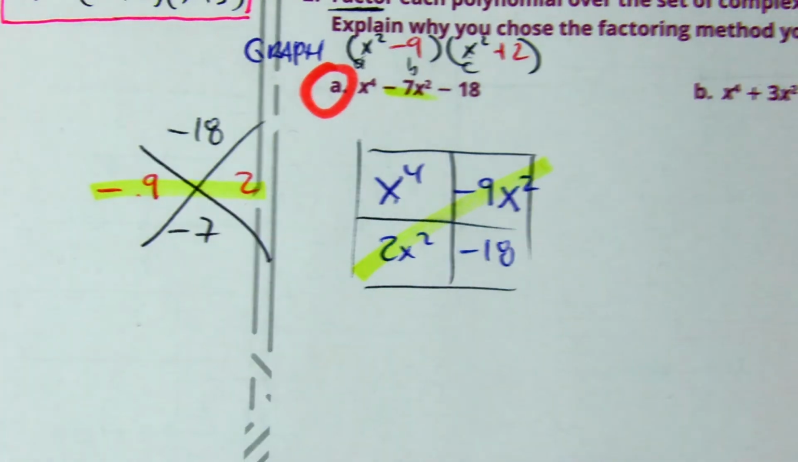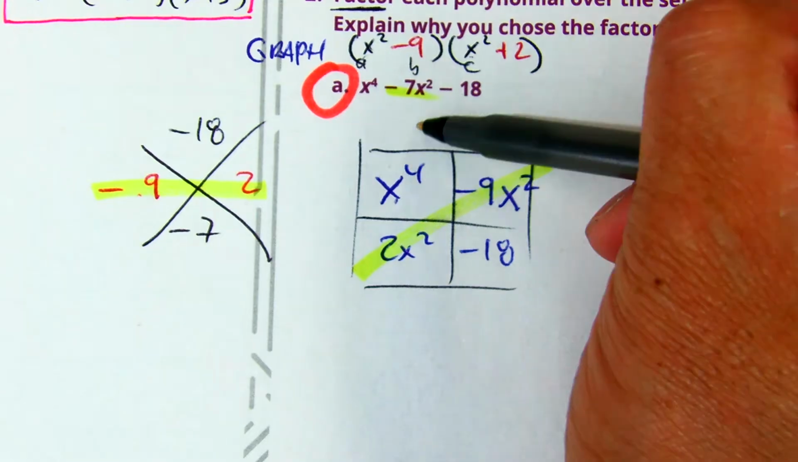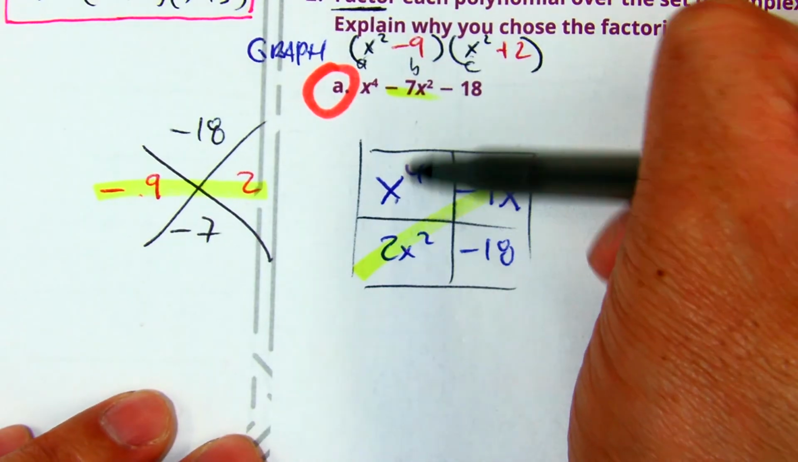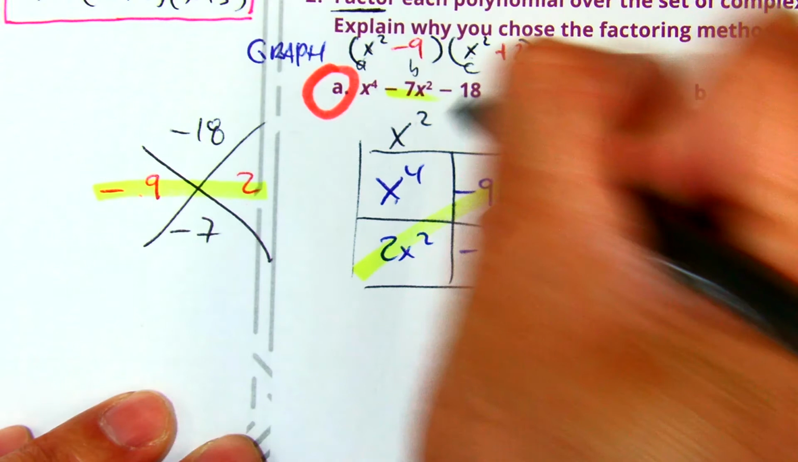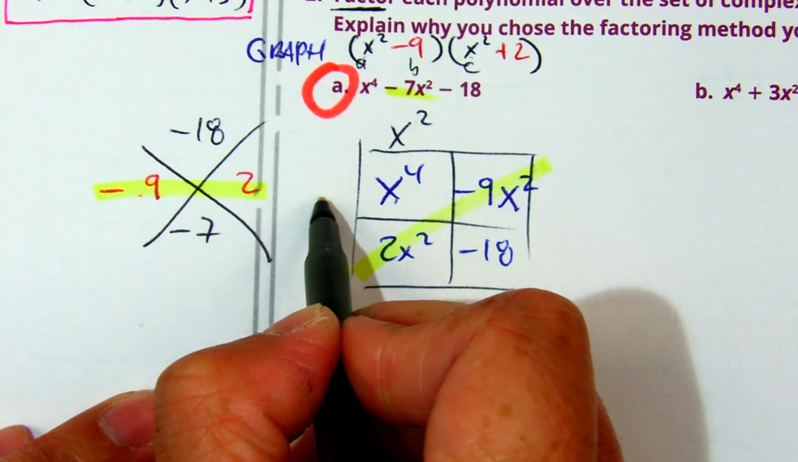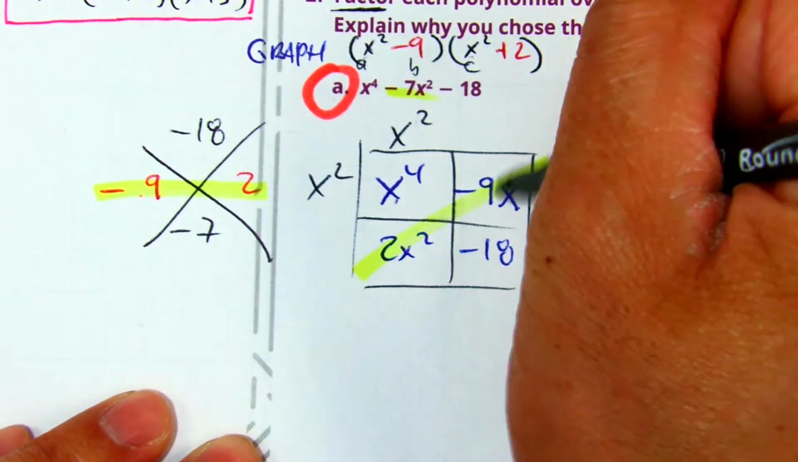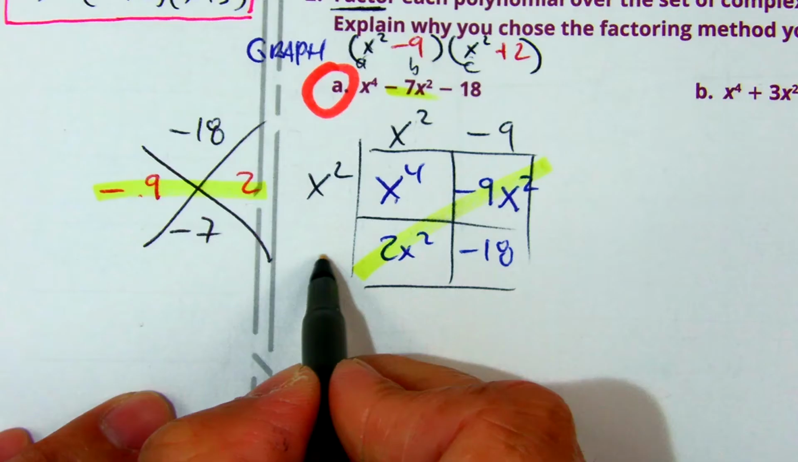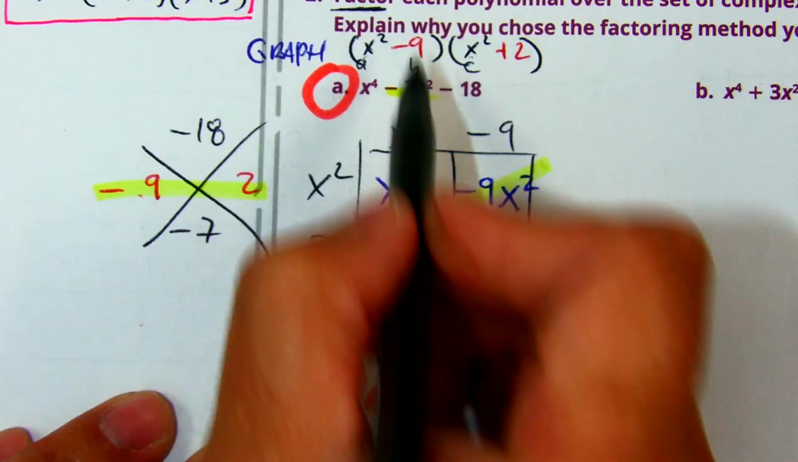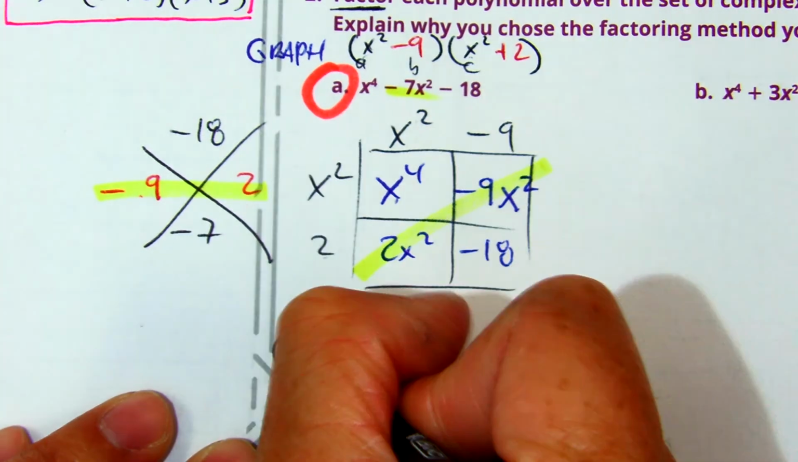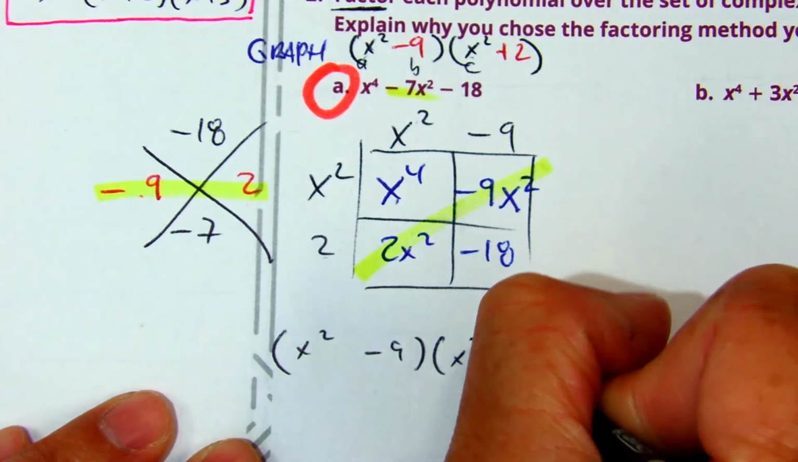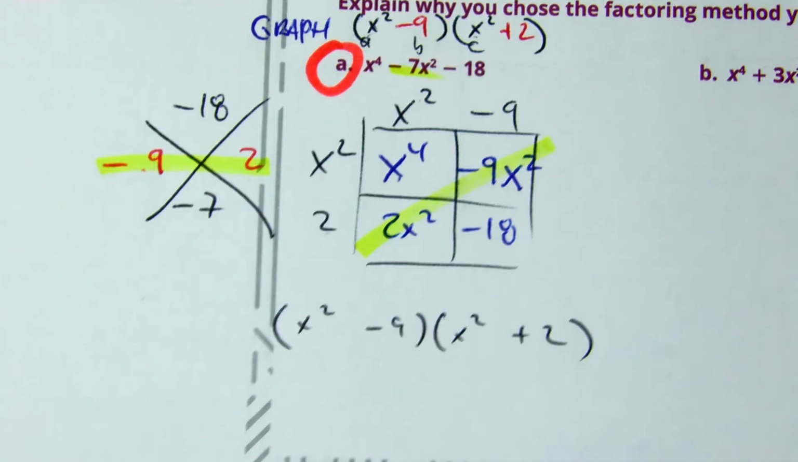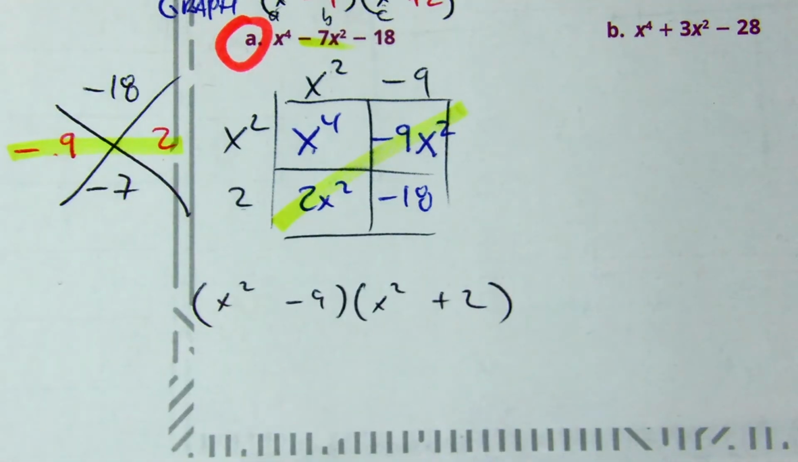Fidel? What goes on the top here? Good. Here? Good. Here? Good. Good. So that would give us the same thing. X squared minus 9, x squared plus 2. Put your finger on the one that you can keep factoring. Marisol, which one of these can we keep factoring?